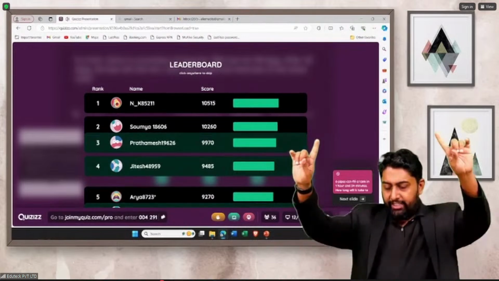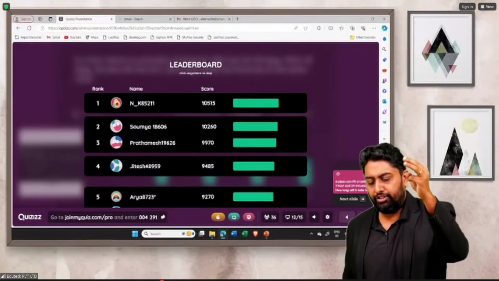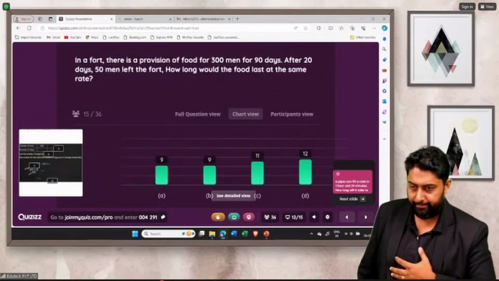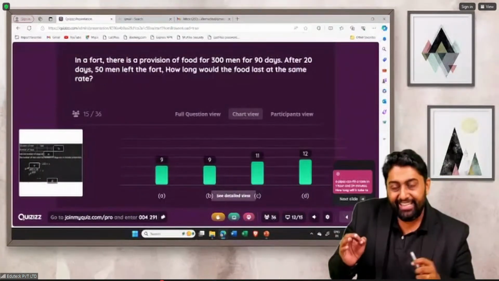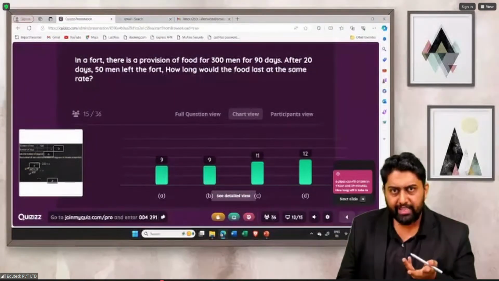There is a change. Neha first, Soumya second, Prathamesh third. Jitesh has climbed up to the 4th position. Arya has gone to the 5th position. Now, if you all want, I can share the answer for this question. Do you all want to see that? You all can say yes. You all can say no.